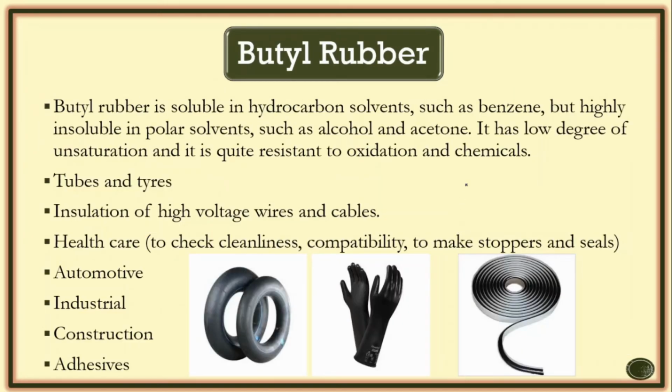Again, butyl rubber also has many applications. Where do you find it? In tubes and tires, automotives. Basically it is used as an adhesive. You can see a self-adhesive tape here, and that's it.